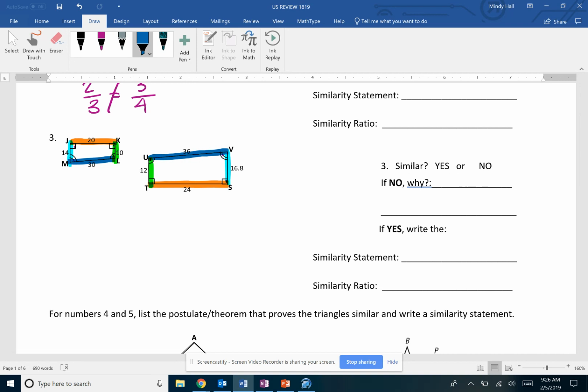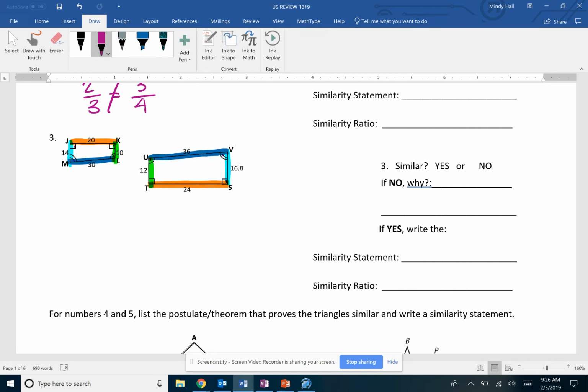So if it helps you to use colors to kind of figure out what your corresponding pieces are, that's totally fine. Just notice that I basically use my angle measures to help me. So since this angle U only has one little spot, and then so does the angle L to the double with M, then it's going to be with the UV.